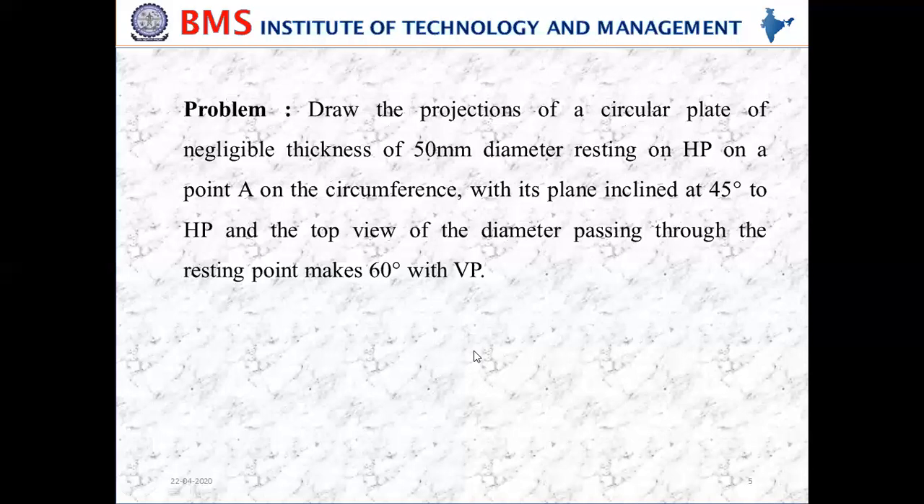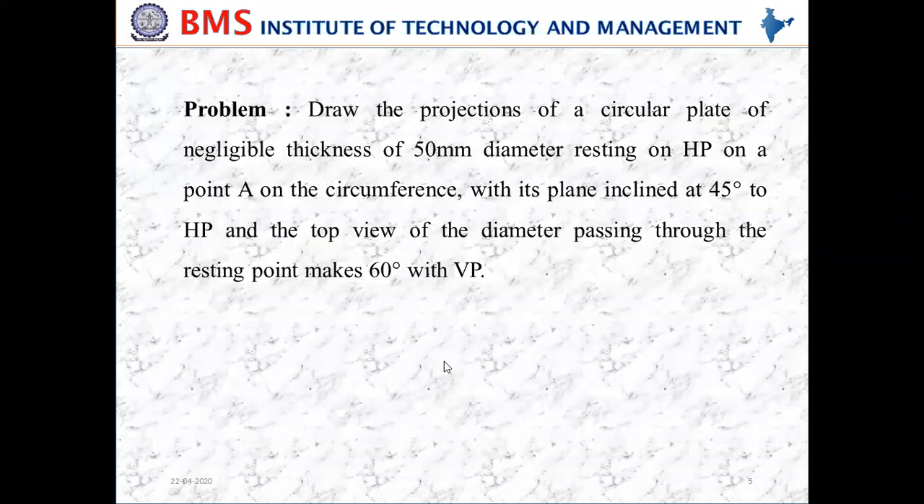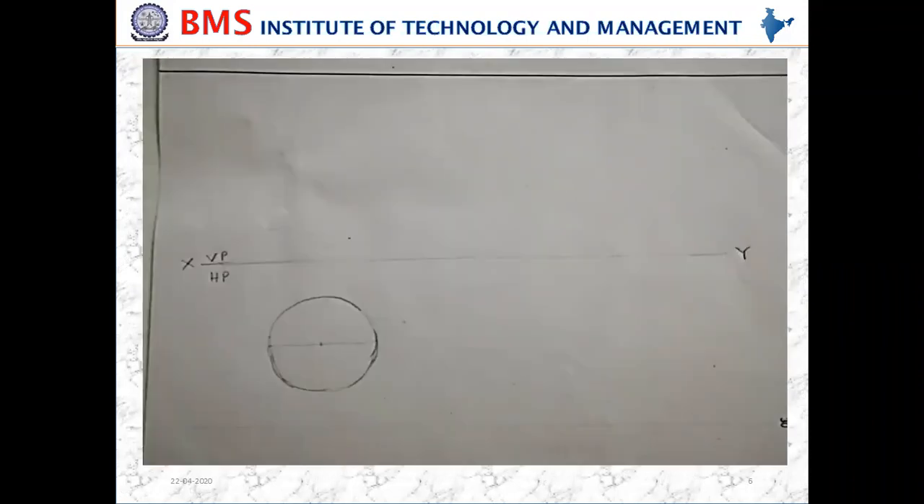So first, the initial position will be drawn. How are we going to draw the initial position? By drawing the top view as a true shape, we are going to proceed. So here XY and VP, HP are drawn. Then the circle with the diameter given in the problem, 50 mm diameter, in the sense radius is equal to 25, and then draw the circle.